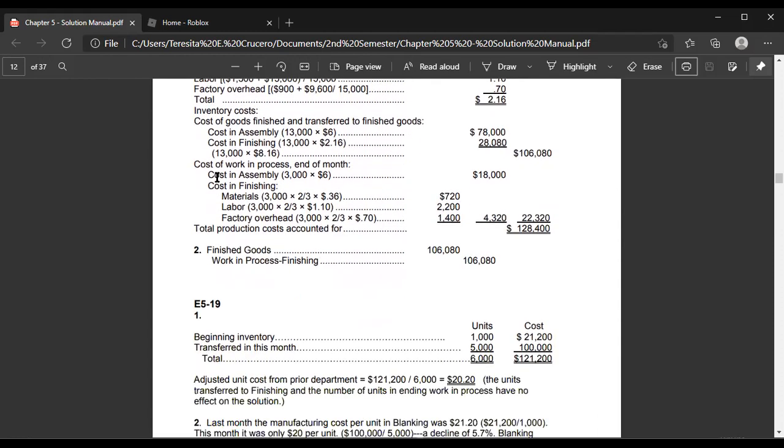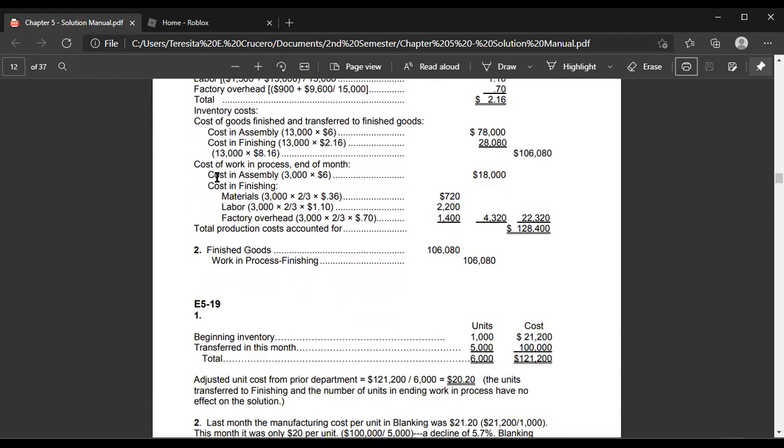So we now debit finished goods 106,080. That's the cost of completed units. And finally, credit work in process in the finishing department.